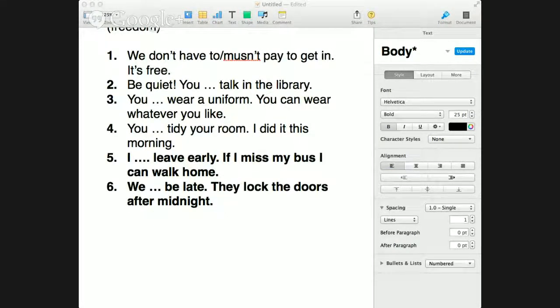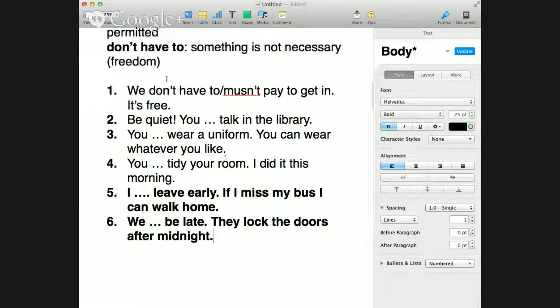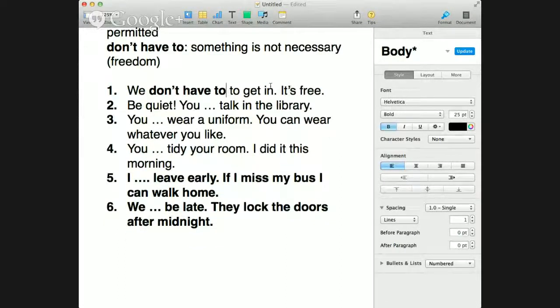We don't have to pay to get in. It's free. Very good. Well done. Because it's not necessary, right? It's the same as saying it's not necessary. Well done, Alberto. David, your turn with number 2.